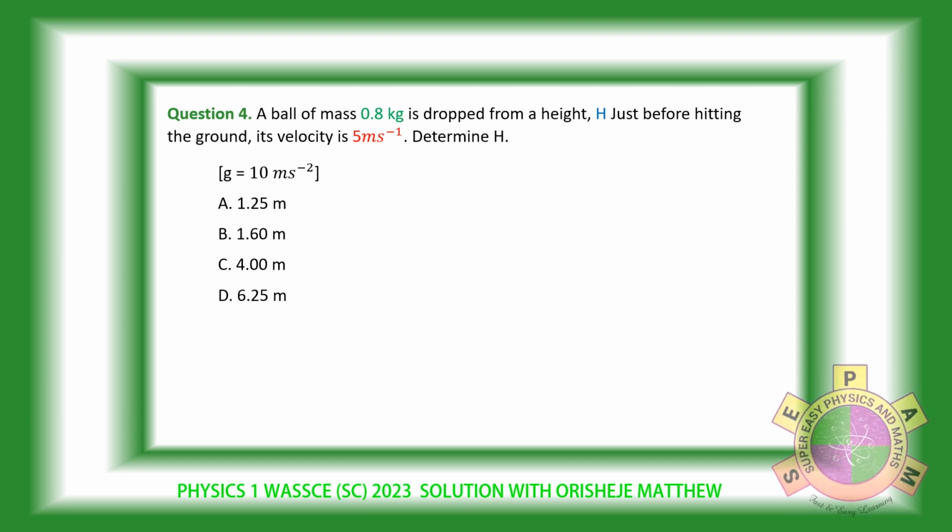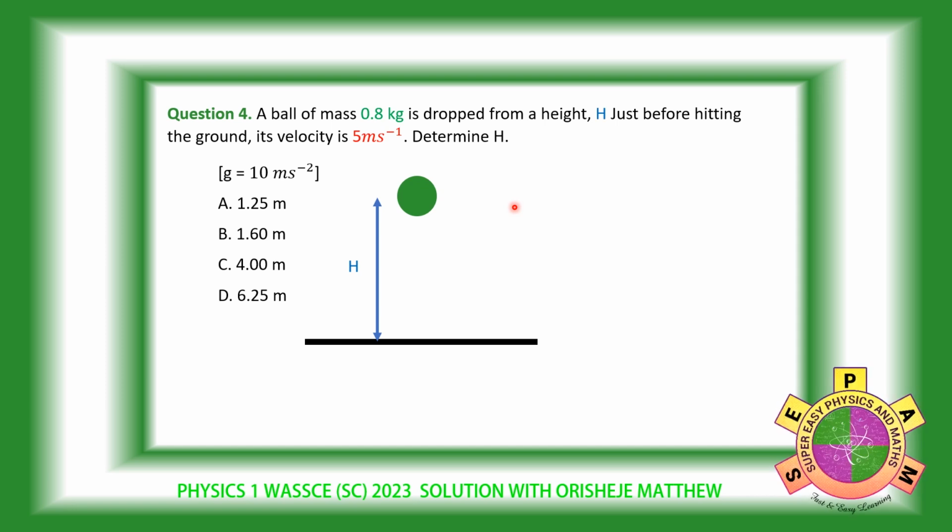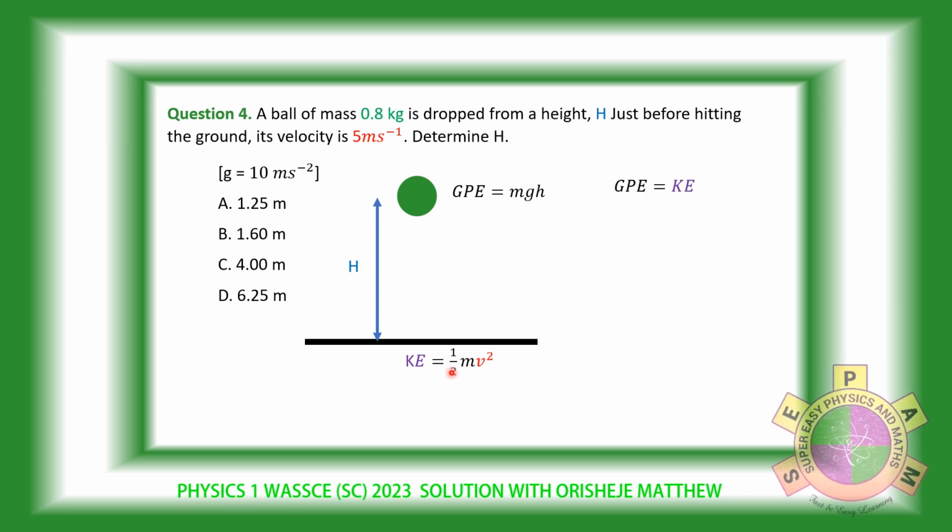Question 4. A ball of mass 0.8 kilograms is dropped from a height h. Just before hitting the ground, its velocity is 5 meters per second. Determine h. So we have the ball. Drop it. The ball is from the height of h, so it's dropped, and then at this height the gravitational potential energy is converted to kinetic energy as it falls. So when it falls, what will be the velocity with which it will strike the ground? We're given that the velocity with which it strikes the ground is 5 meters per second.